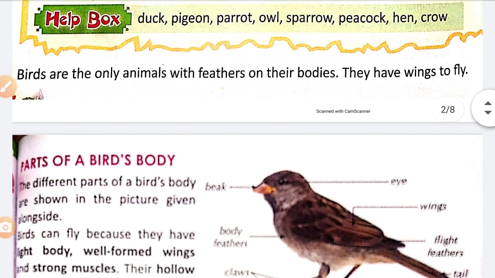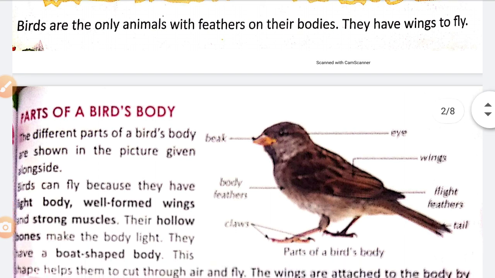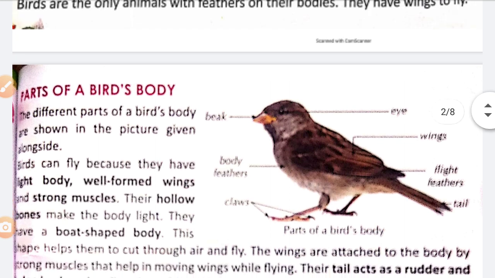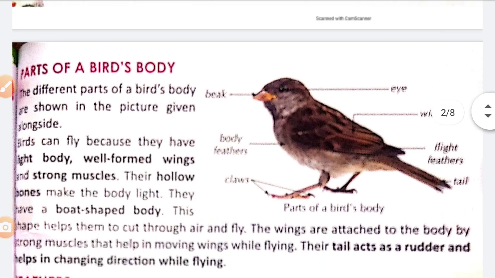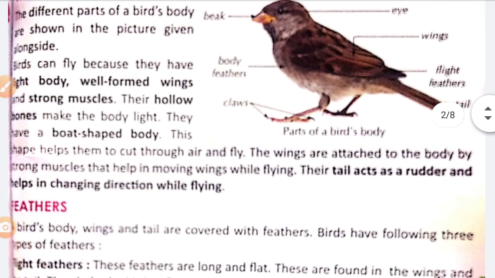Birds are the only animals with feathers on their bodies. They have wings to fly. See, students, birds are the only animals. We can see the main animals, human is one of the animals, kangaroo, human, elephant, many animals are there. From that, only birds have feathers on their body, and they have wings to fly. They are the only ones flying in the sky.